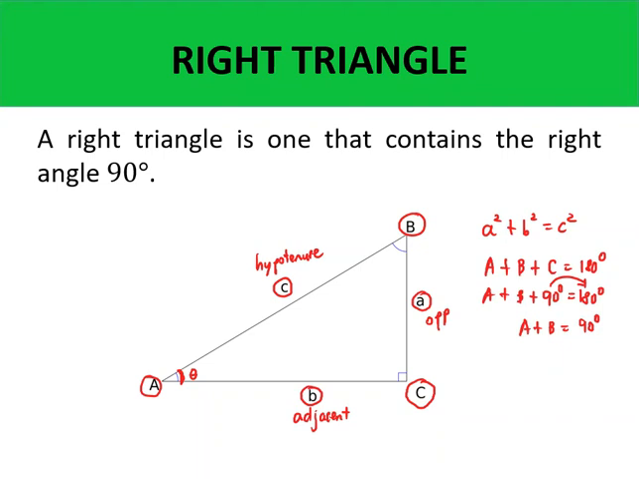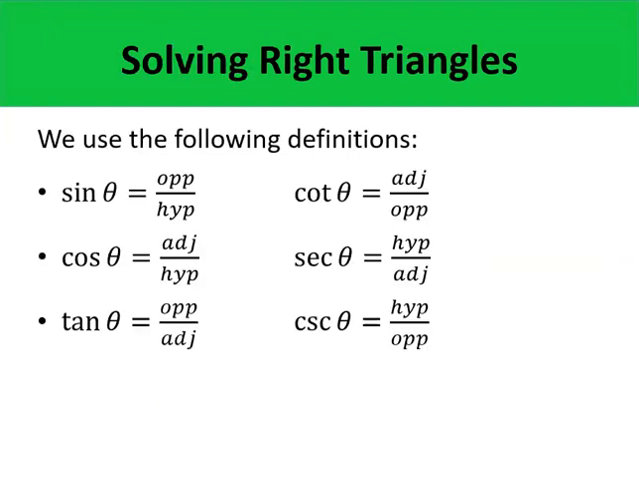So in a right triangle, if we want to solve for either the angle A or the angle B, we can just subtract the given angle from 90 degrees to get the measurement of the other angle. Now, we also use the following relationships in solving for the opposite side, adjacent side, and the hypotenuse.